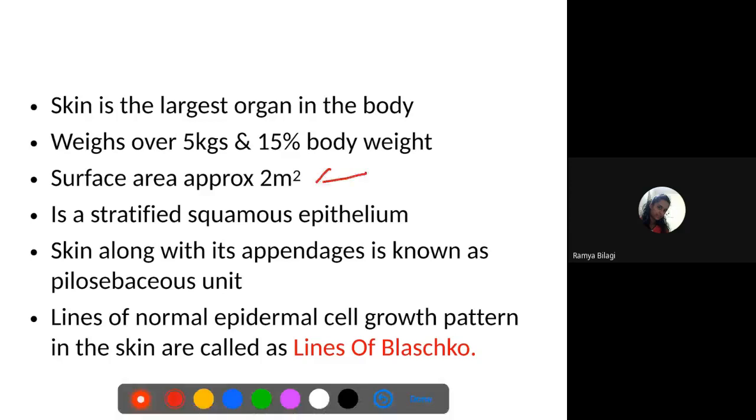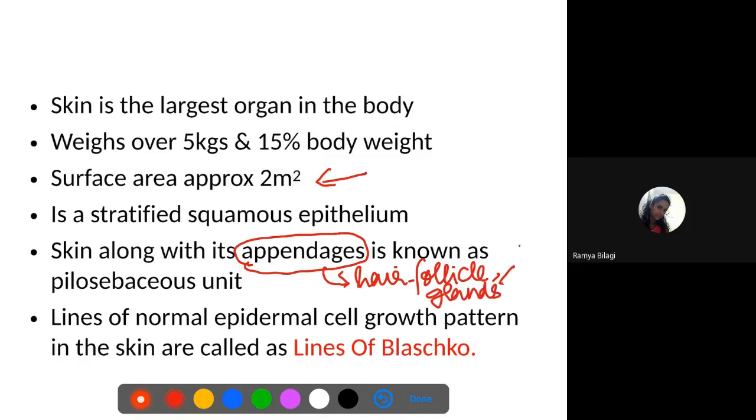Histologically, it's a stratified squamous epithelium. So skin along with its appendages. So appendages include the hair follicle and glands mainly. Glands can be sweat glands, they can be sebaceous glands. All together we call it the pilosebaceous unit. And during the developmental process, the epidermal cells follow a pattern or line, and these are called lines of Blaschko.